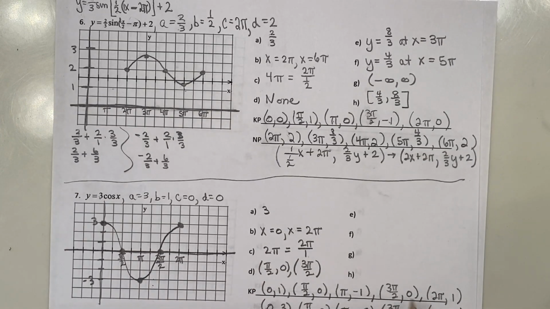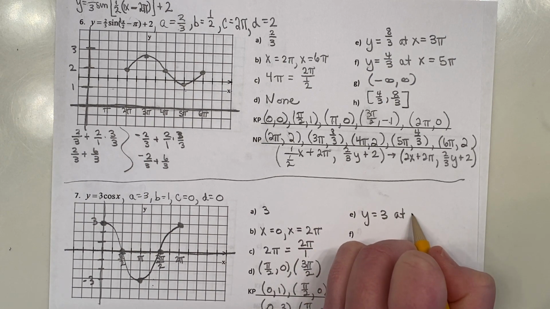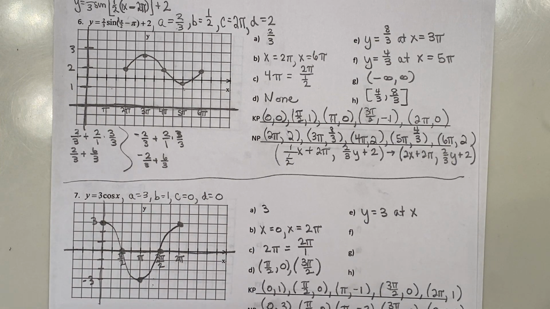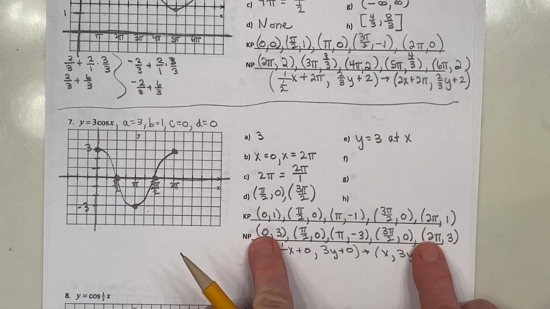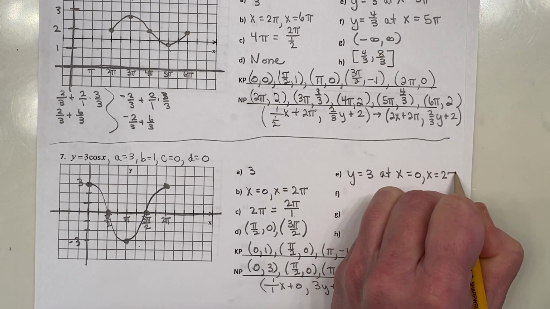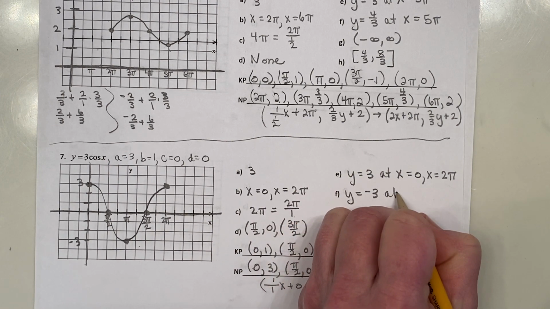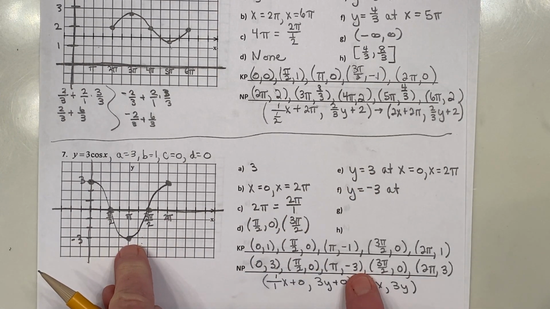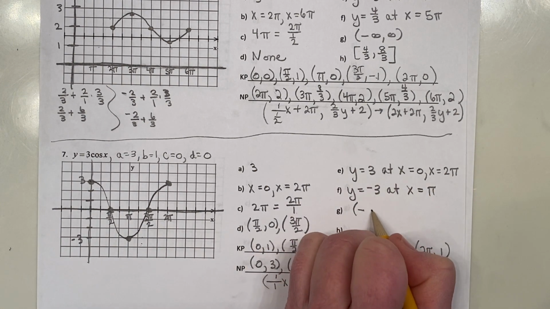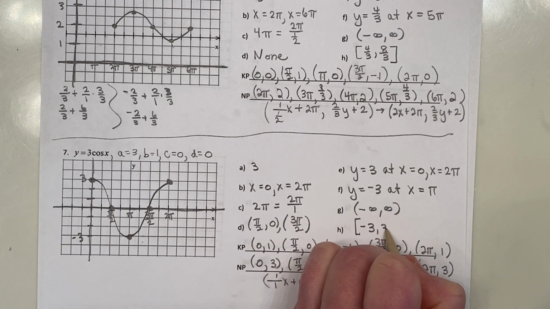For E, the maximum is y equals 3. Now, in this particular graph, notice that the maximum occurs at two different x values. So the maximum of 3 is going to occur at x equals 0 and x equals 2 pi, and we should record both of those. And the minimum is y equals -3, but it only occurs at pi. Domain and range.